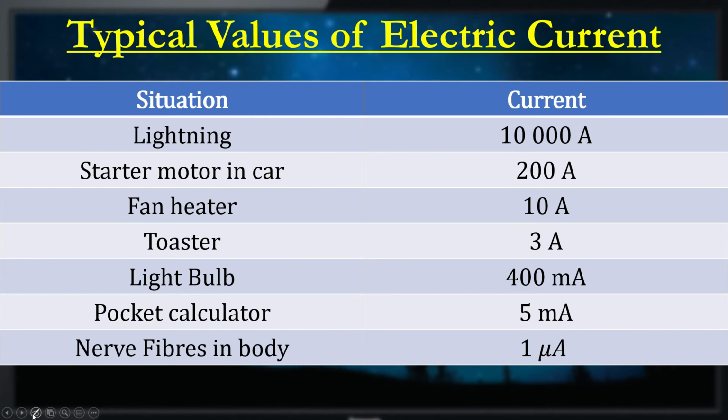Just to give a little context of the different types of current that we have. Your standard light bulb has about 400 milliamps, so that's 10 to the power minus 3. Your toaster 3 amps, your fan heater 10 amps. You can see that if we compare that to the motor in a car or lightning strikes, it's way higher. So we actually deal with very small currents in our daily lives. And that makes sense because the higher the current, the more dangerous it can be with these flowing charges.